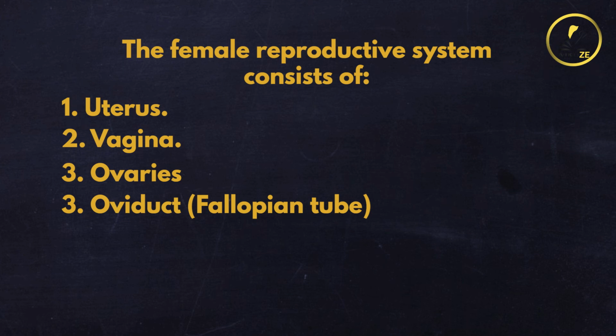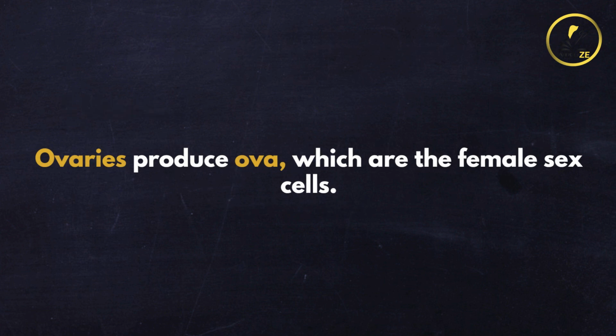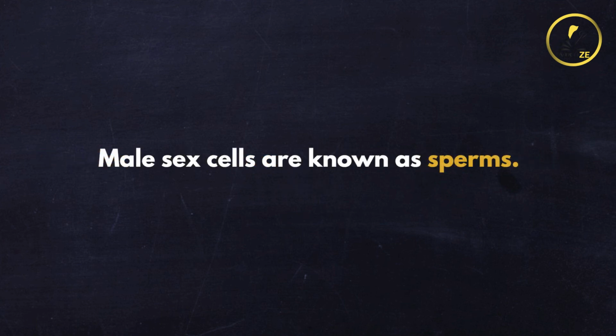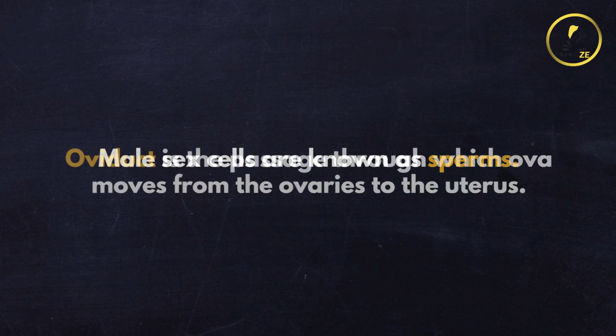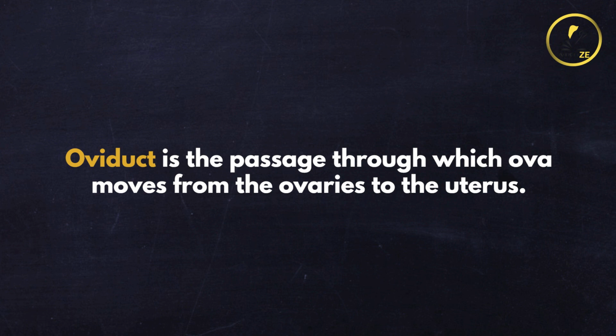Now, to begin with, we've said that the ovaries produce ova. Now, what is the role of these ovaries? We've said that ova are the female sex cells. The female sex cells which are produced by the female are known as the ova. Remember, we've said the male sex cells which are produced are known as the sperms. And then we've said that the oviduct, as a part of the female reproductive system, is the passage through which ova move from the ovaries to the uterus.